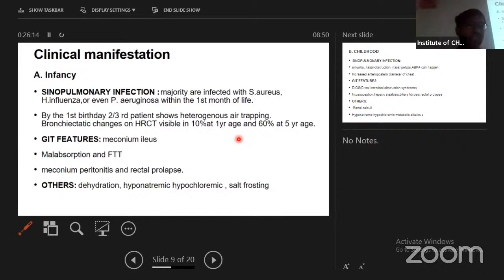Pancreatitis. In the others, dehydration happens and hyponatremic hypochloremia happens. And alkalosis. Metabolic alkalosis is a commonly found condition.